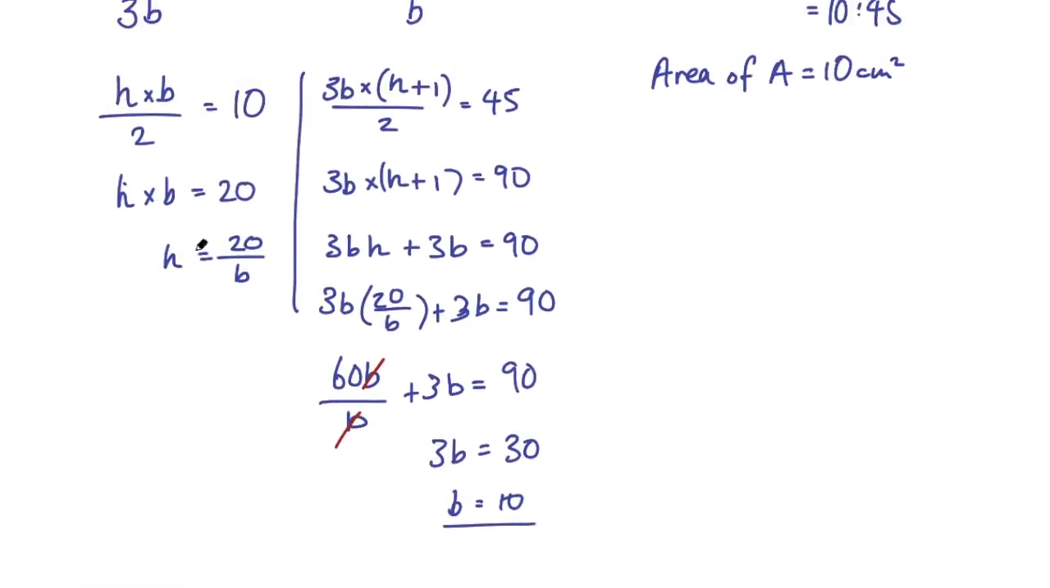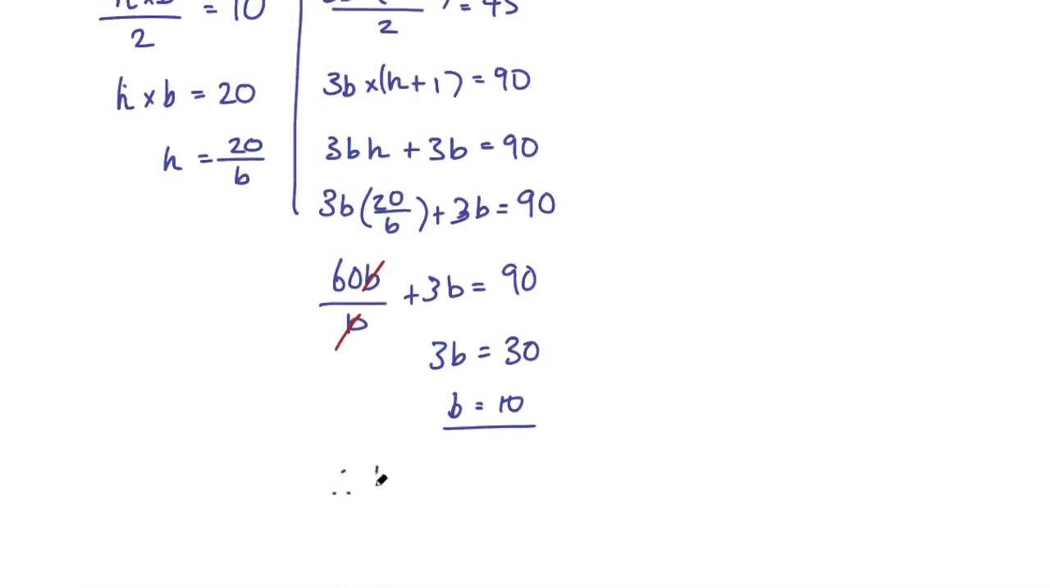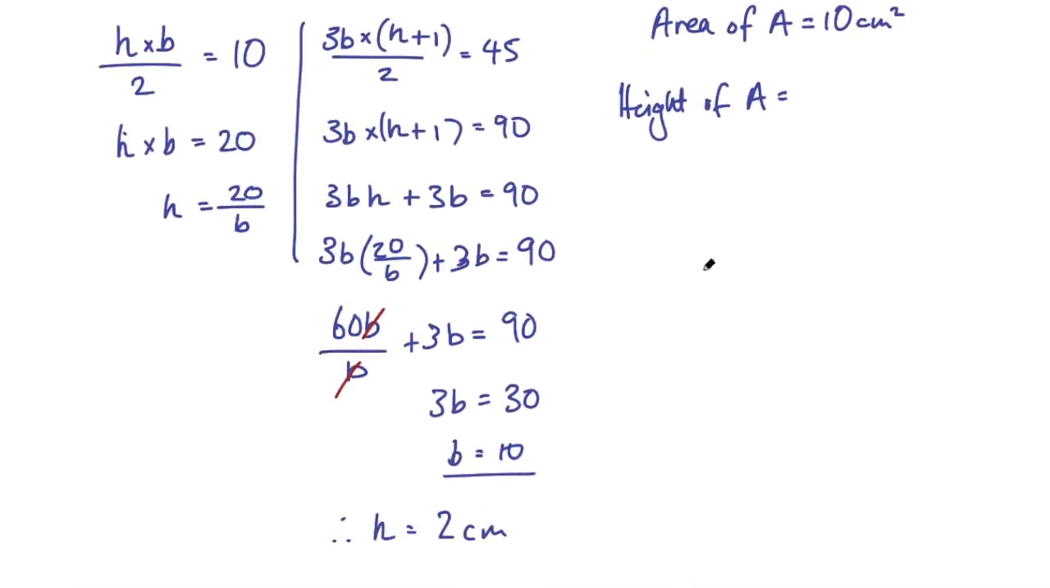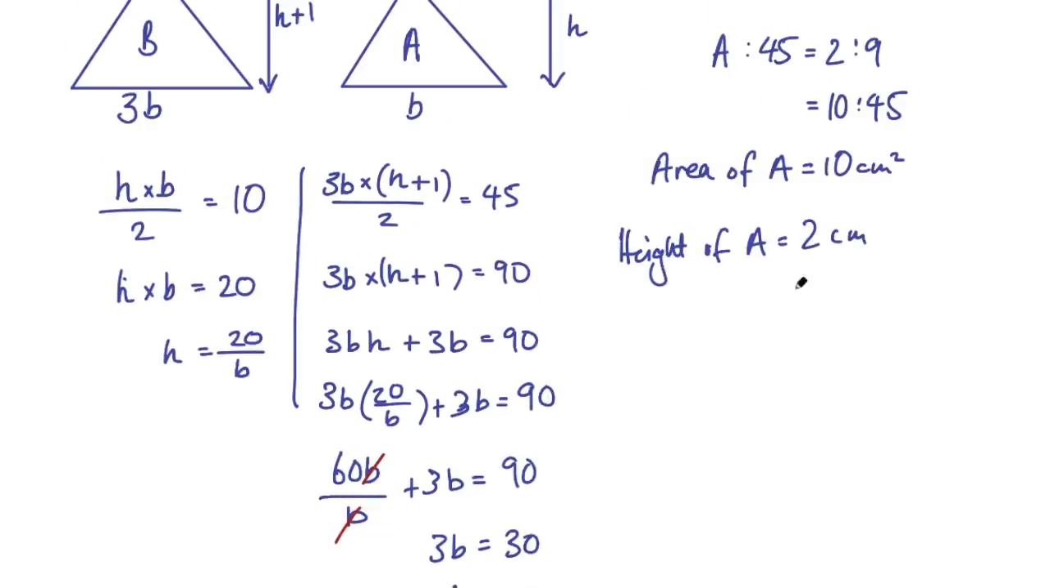And I can figure out the height. So the height was 20 divided by b. So therefore the height will be 20 divided by 10, which is 2 centimeters. So I have the height of A. I can also work out the height of B. So we can say height of A was this h, 2 centimeters. So therefore the height of B will be 2 plus 1, which is 3 centimeters.